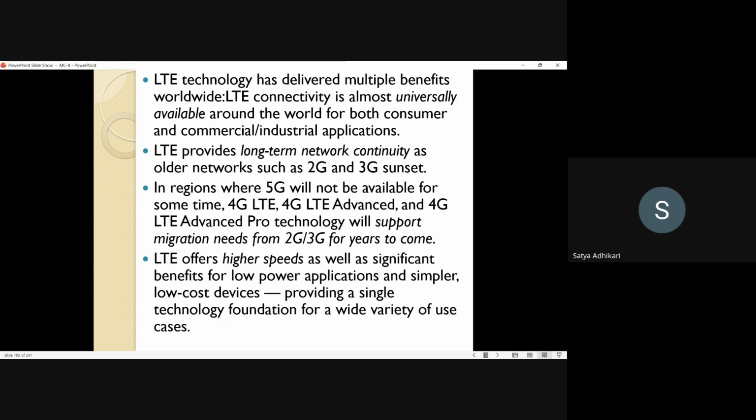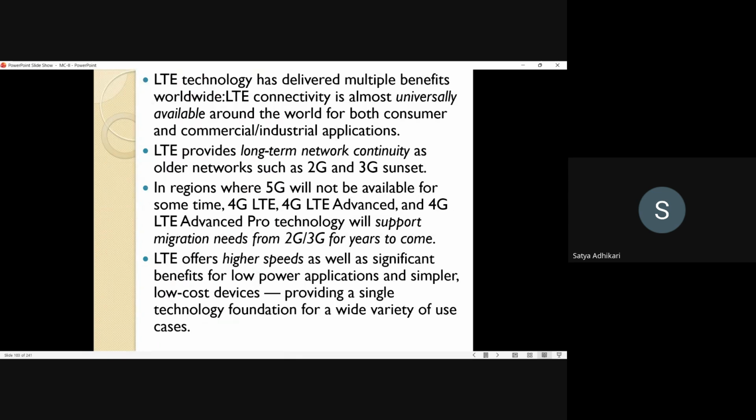Besides that, LTE technology has delivered multiple benefits worldwide. LTE connectivity is almost universally available around the world for consumer, commercial, and industrial applications. LTE provides long-term network continuity as older networks such as 2G and 3G sunset. So after 2G or 3G, LTE is available around 4G or after 4G.